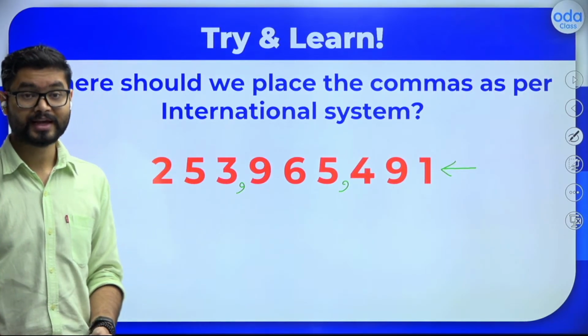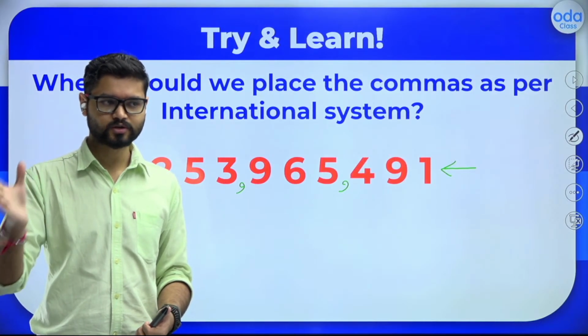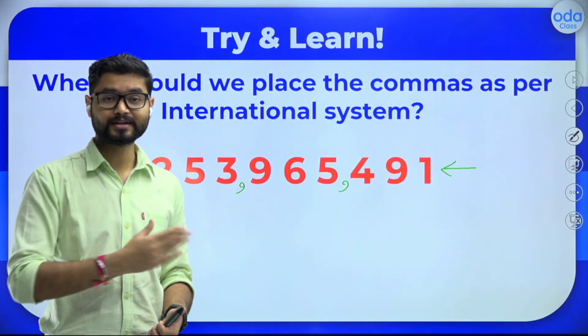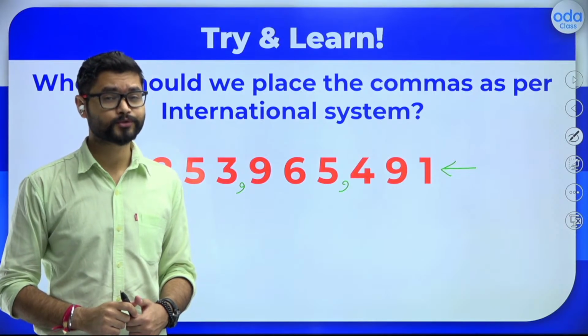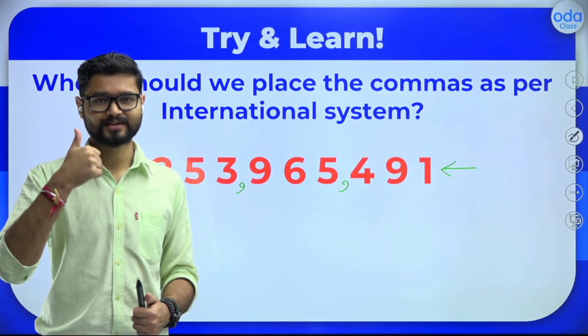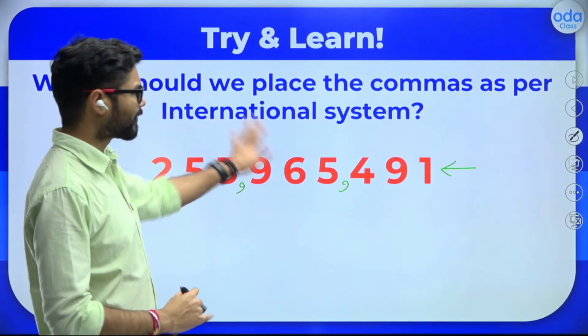It's very easy. In the Indian system, we go like this: 3 digits, comma, then 2 digits, then 2 digits, then 2 digits. But here in the international system, the commas are placed after every 3 digits. You have to keep this in your mind. Rest is good to go. Okay, this part is done.